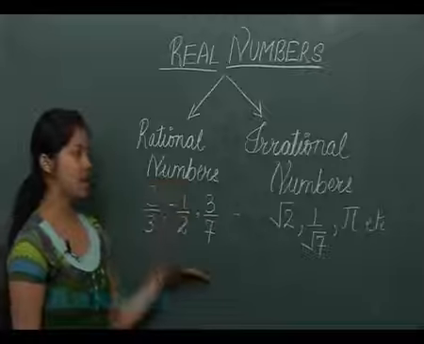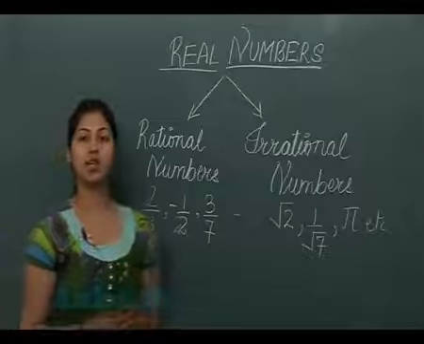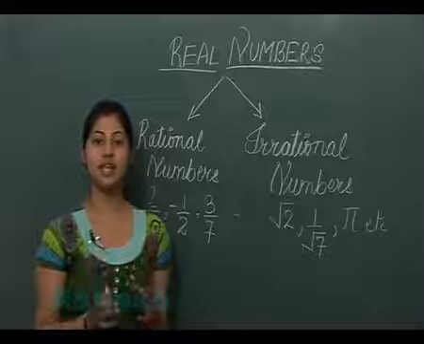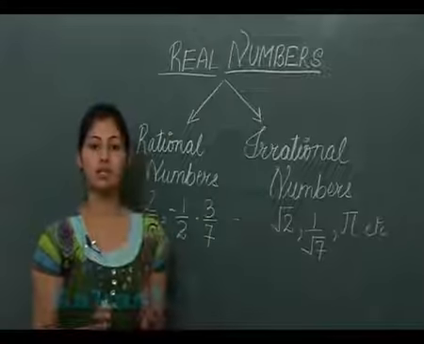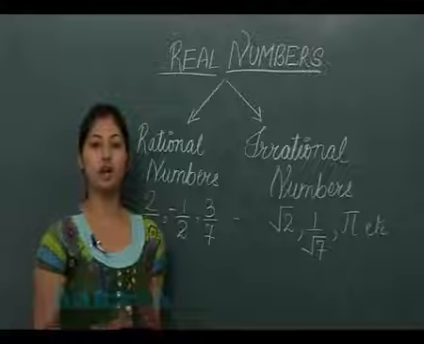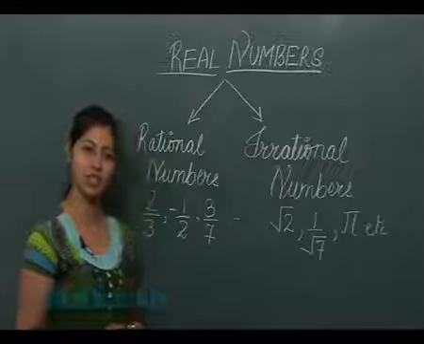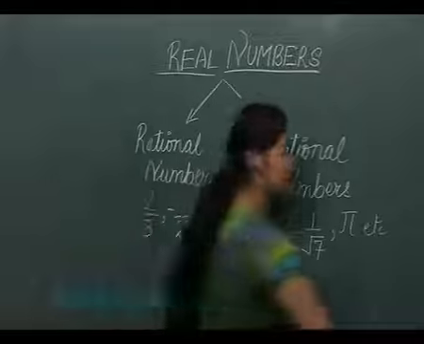Right now, I'm just taking examples of rational and irrational numbers, and now I'll draw one diagram which will tell us that the real number system is divided into how many parts, and it will make you much more clear about the partitions of the real number system. Is this thing clear to you? Now we'll start with the diagram.